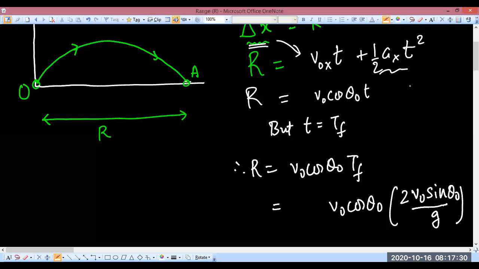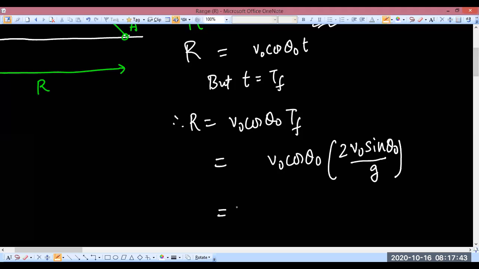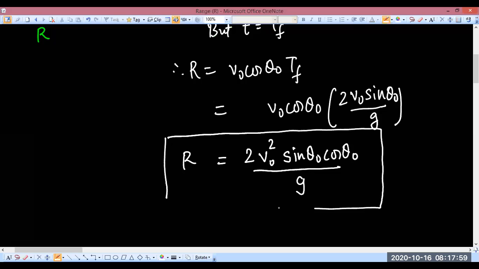Clear? So this is v0 cos theta 0 into 2v0 sine theta 0 by g. You can simplify it, and we can write it as 2v0 square sine theta 0 cos theta 0 by g. Math students, so you see, first of all, this is a valid formula of range, everyone.